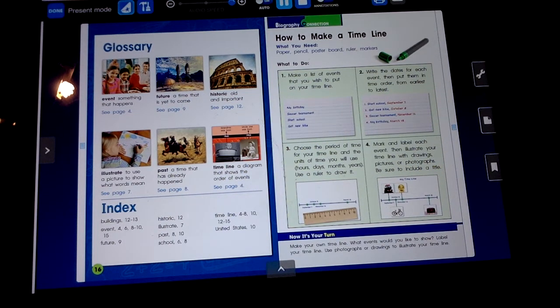Now it's your turn. Make your own timeline. What events would you like to show? Label your timeline. Use photographs or drawings to illustrate your timeline.